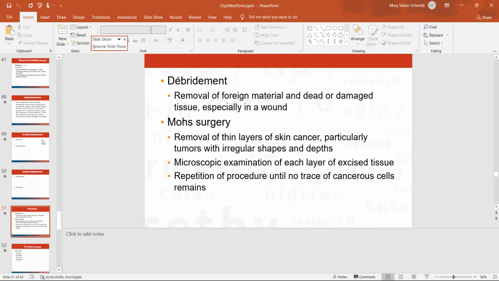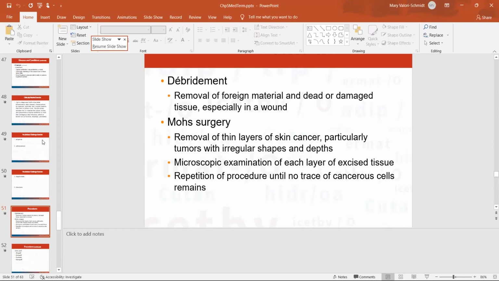Okay, a couple other words. Debridement means you're removing foreign material. It's usually referring to a wound. In a surgical debridement, you go in with a scalpel or some similar tool and scrape out dead or damaged tissue in a wound so the wound can heal. So that's what debridement is.